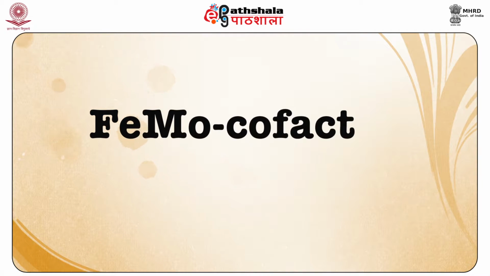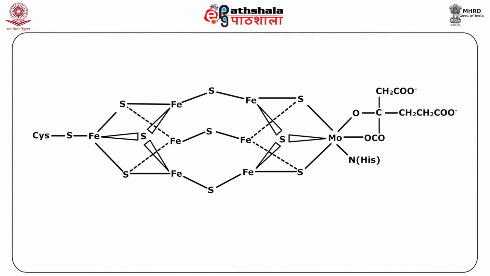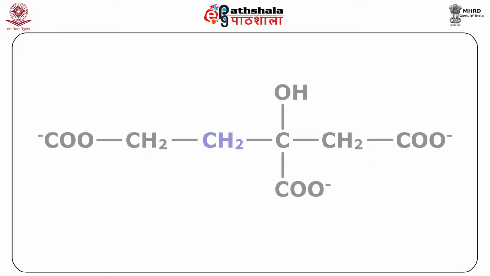Iron molybdenum cofactor consists of cuboidal Fe4S3 and Fe3 molybdenum S3 units bridged by 3 sulfide ions. The iron molybdenum cofactor's molybdenum atom is approximately octahedrally coordinated by 3 cofactor sulfide ions, a histidine imidazole nitrogen and 2 oxygens from a bound homocitrate ion, which is an essential component of iron molybdenum cofactor.